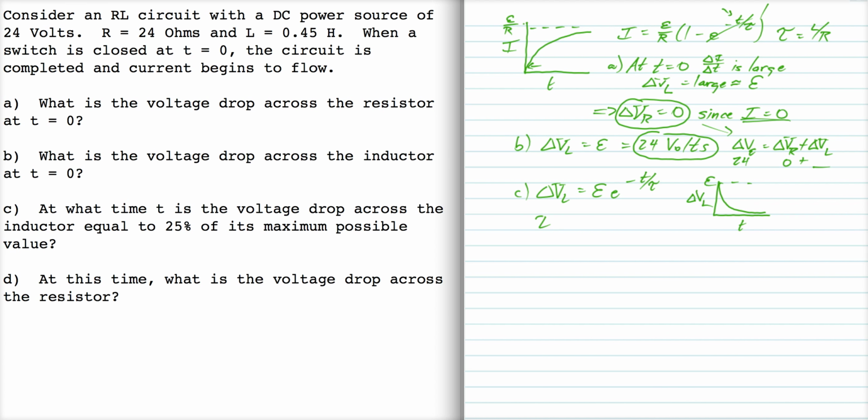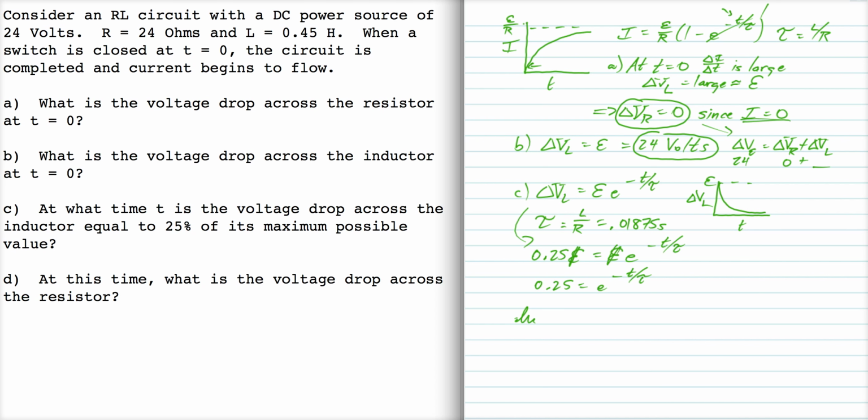Now tau in this case is L over R, and we're given L to be 0.45 henries and the resistance is 24, so this works out to be 0.01875 seconds. Alright, so plugging in then, we have the voltage drop across the inductor is 25% of maximum value, so 0.25 times the max is equal to the max times e to the minus t over tau. Right, so we get 0.25 is equal to e to the minus t over tau.